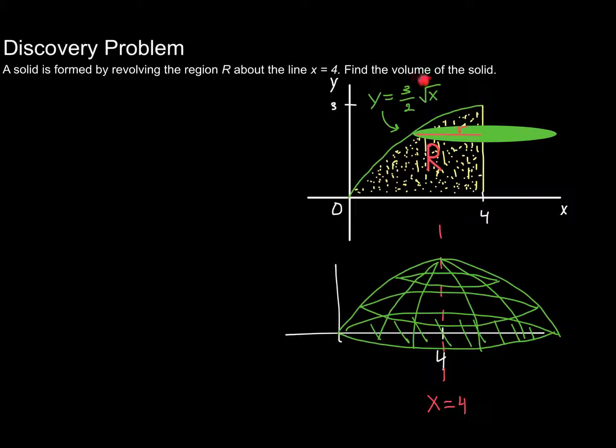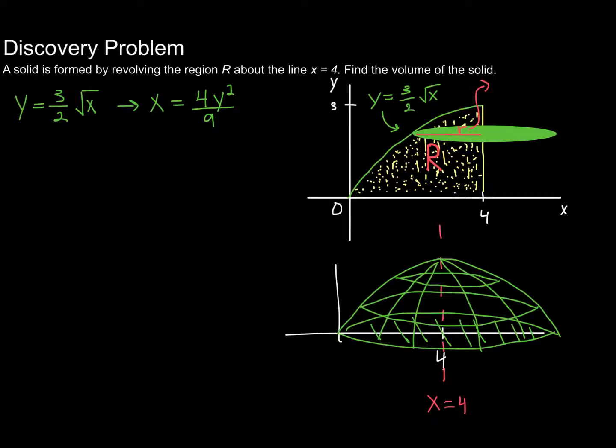Now, that means I need to write an expression for the x-coordinate of my curve. I currently have an equation that gives me the y value of my curve, but I want the x-coordinate. So I'm going to need to solve for x using my equation here, and then write the radius. I've done that here, and the x-coordinate of my curve can be given by the equation x equals 4, whatever the y-coordinate is, squared over 9.